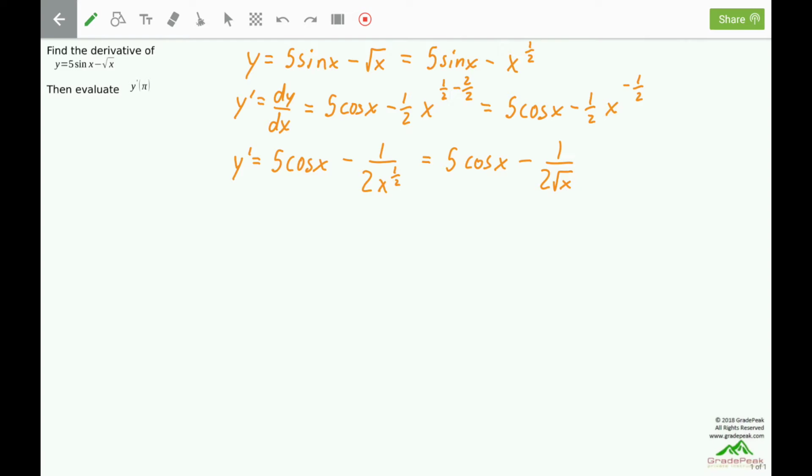The next step is to evaluate y prime of pi. Y prime of pi means to plug a pi in for each of the x's. So we will have 5 cosine of pi minus 1 over 2 square root of pi. The cosine of pi is a negative 1. And 5 times a negative 1 will be a negative 5. So we will have negative 5 minus 1 over 2 square root of pi.